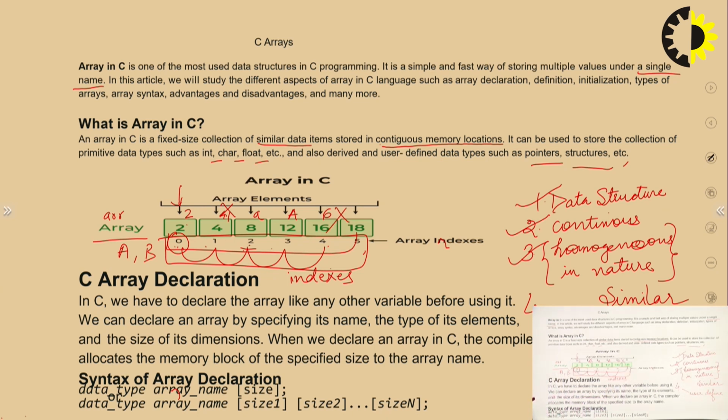Only one type of data can be stored under a single array and in a continuous form. So this is known as homogeneous in nature and similar. This is very important about arrays: similar data, continuous memory allocation, and homogeneous in nature. All right, and it is user defined. As I told you, the user can define how many elements the user wants to store.